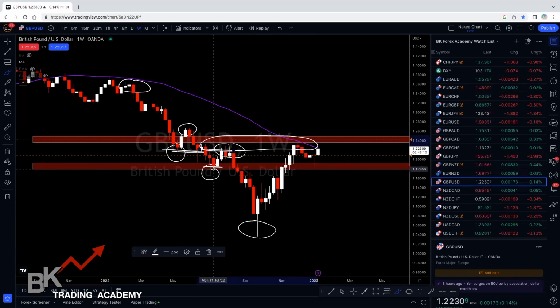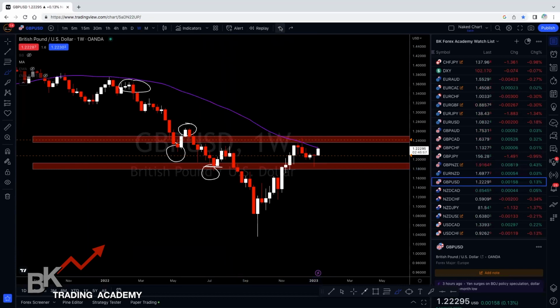It retested this support here at the 1.18 zone. So look at that wick there. And so what we could be seeing, because we already said on the monthly that we do foresee that prices could push higher, we are seeing a potential bullish flag pattern on the weekly time frame.